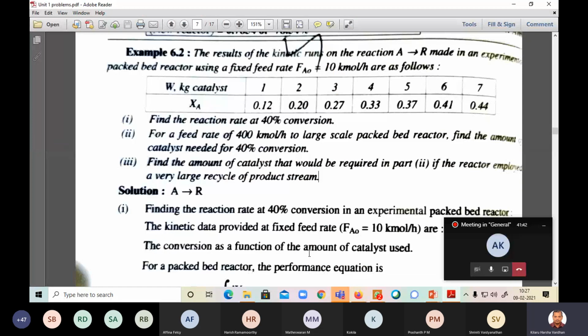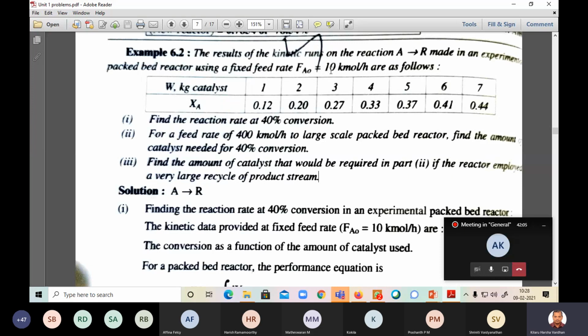We'll see this problem. Please take notes. The results of a kinetic run on the reaction A gives R, made in an experimental packed bed reactor, using a fixed flow rate.